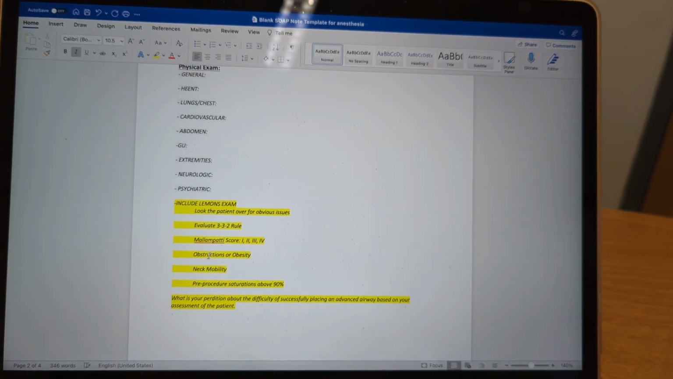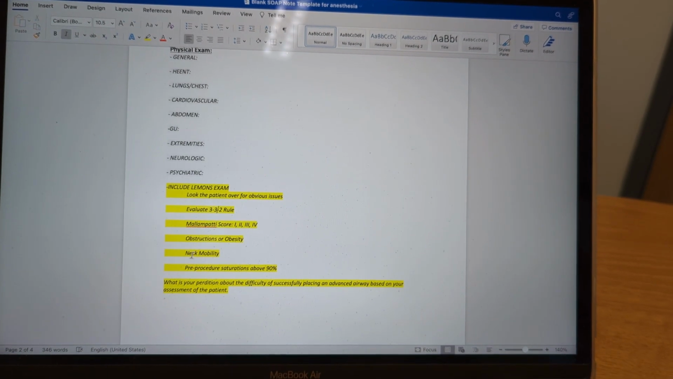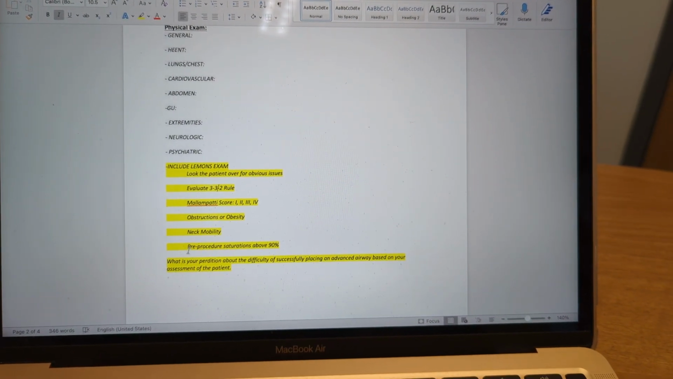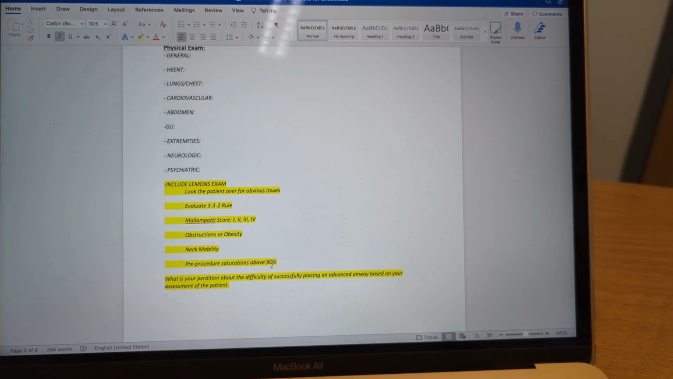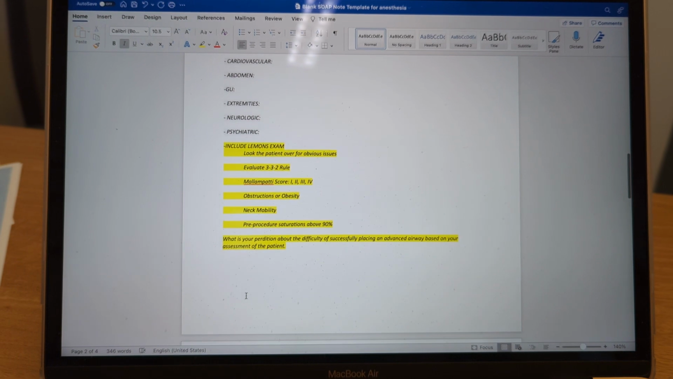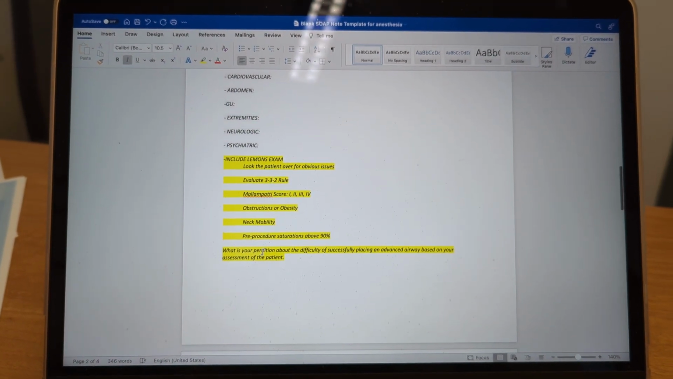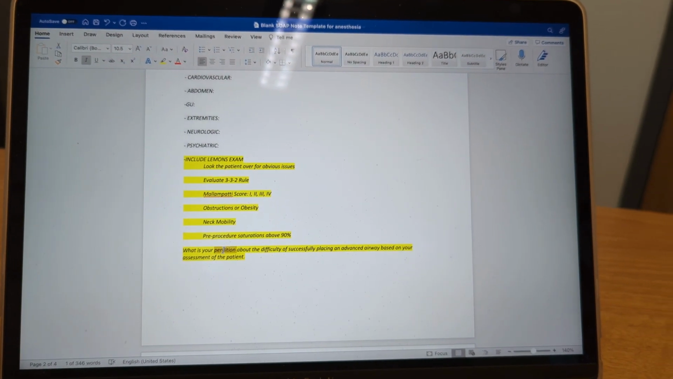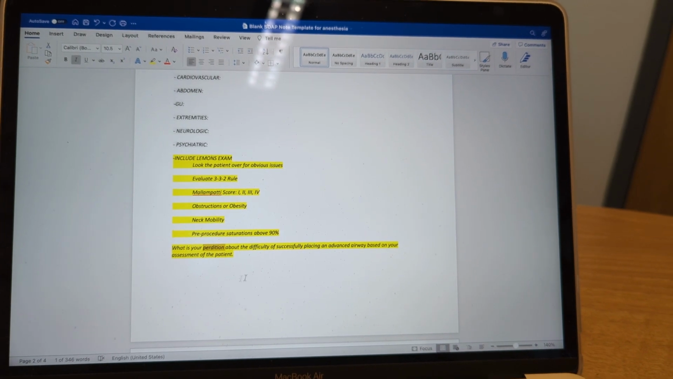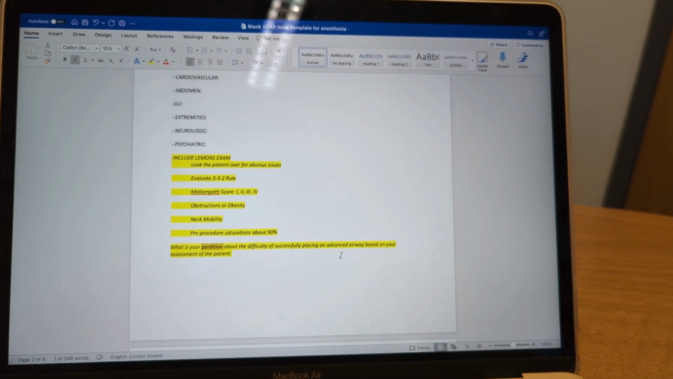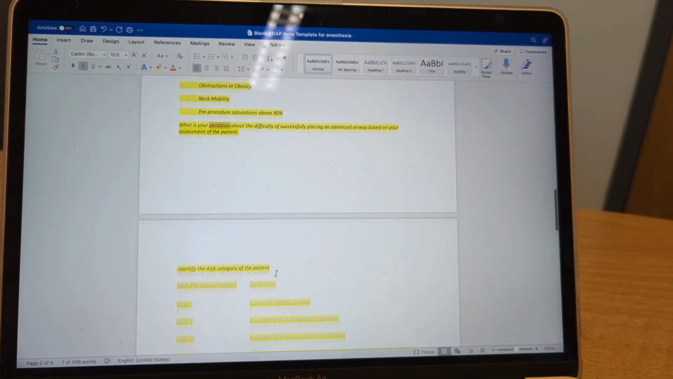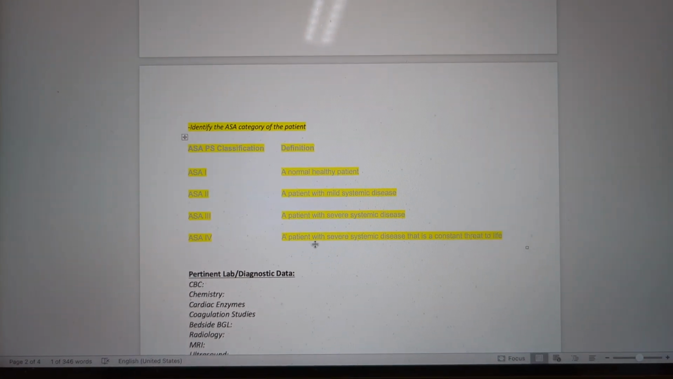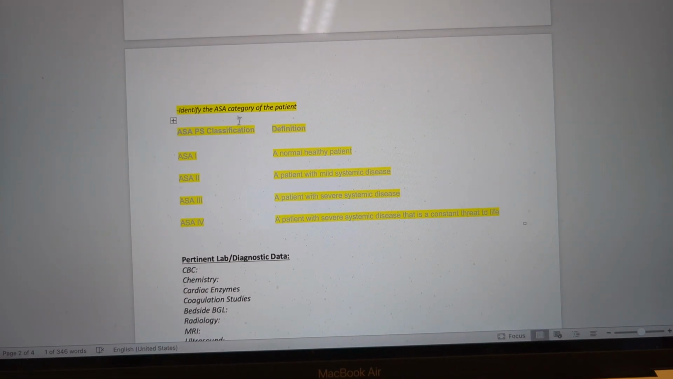Are there any major obstructions or obesity present? What's the patient's neck mobility like? And what is their pre-procedure saturation? Is it above 90%? And then what I want you to do is I want you to predict your prediction about the difficulty of successfully placing an advanced airway. And this is going to be based on the above assessment. The next new thing that you'll need to include is you will need to identify the ASA category.